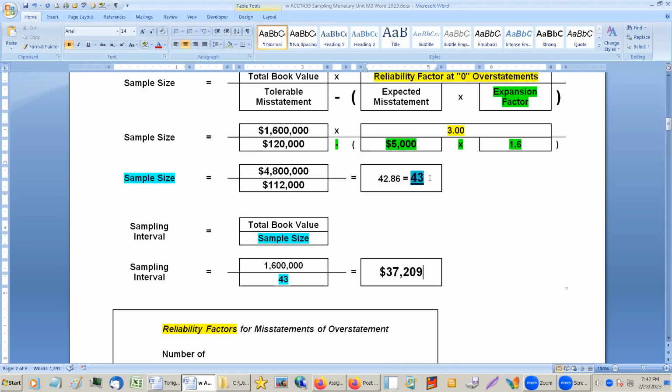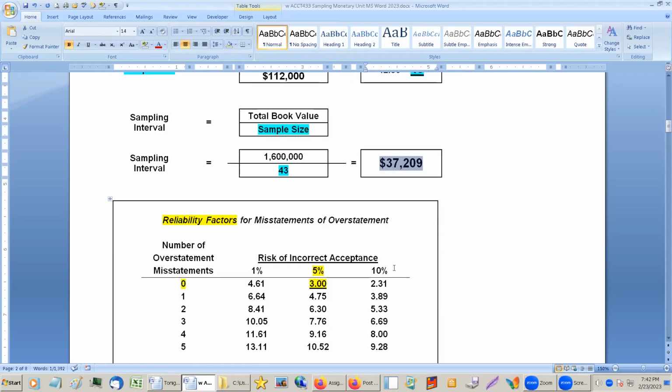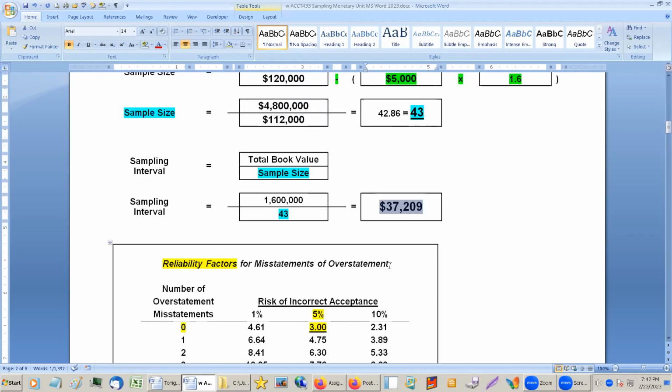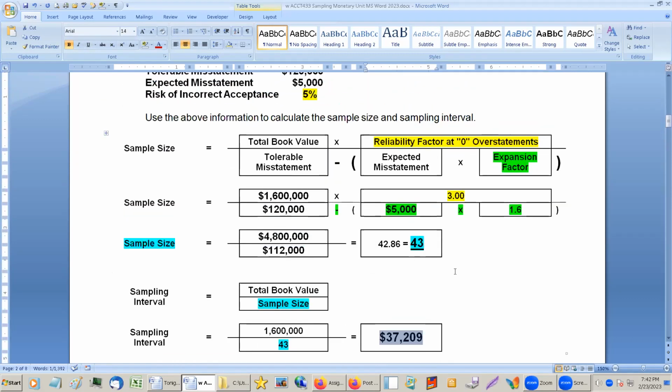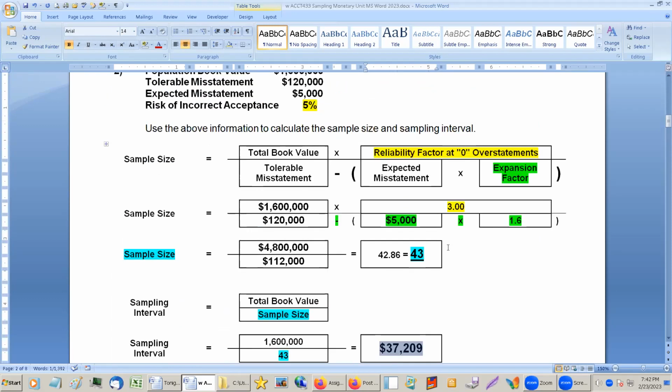So we're going to take 43 items, and that's going to be the interval. And again, this is way fast. It's a little clunky right now, but it's way faster than finding the sample size for a classical sim.